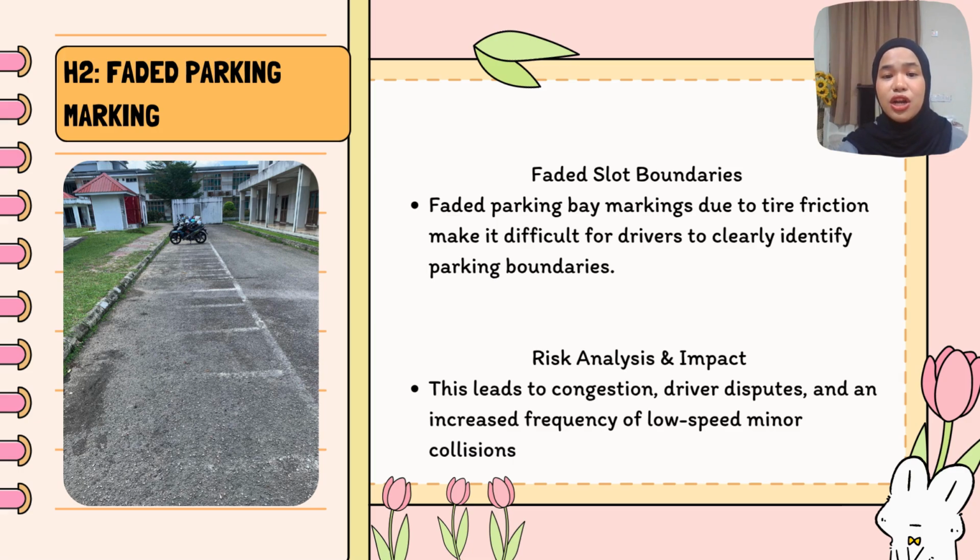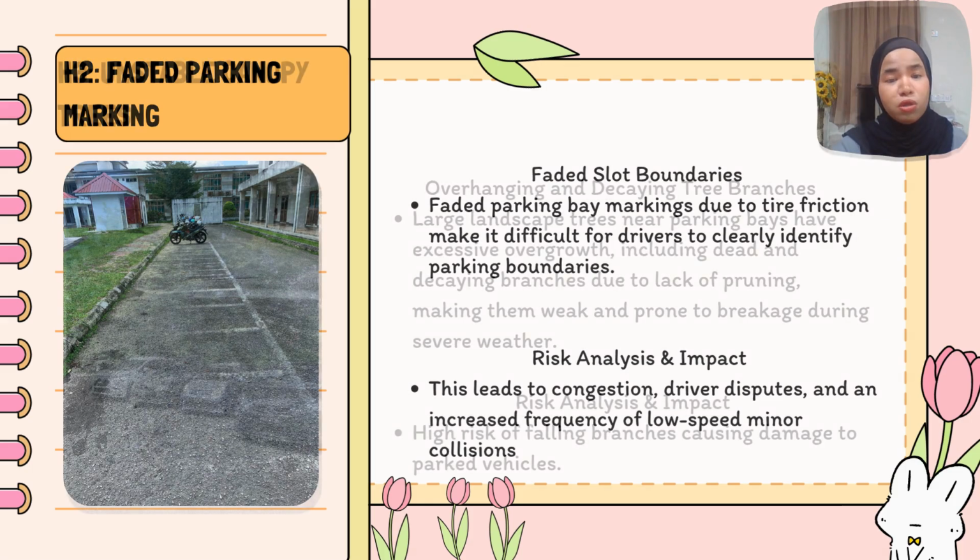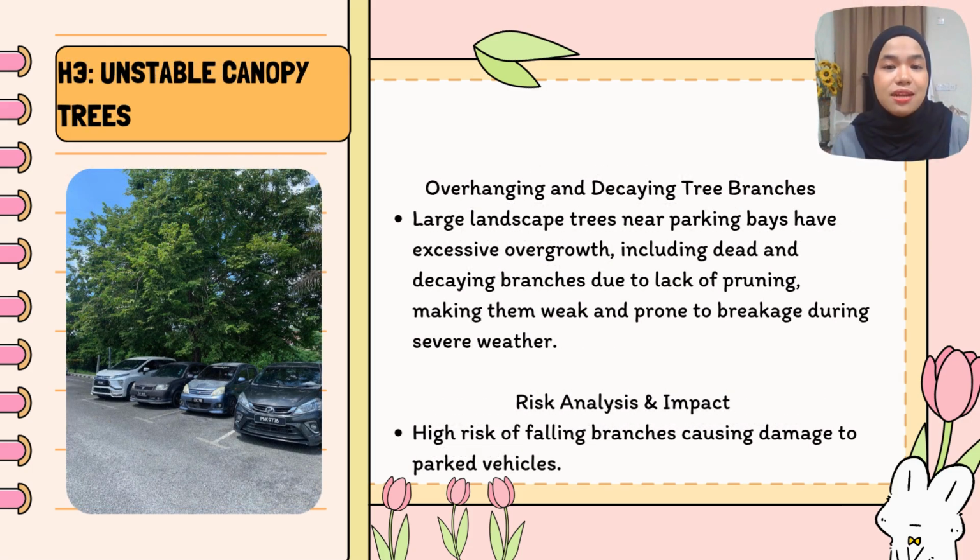In addition, unclear parking markings can affect the overall traffic flow and make it more difficult for drivers to maneuver safely within the area. If this issue is not addressed, it may reduce the efficiency, organization, and safety of the parking facility for all users. The third hazard identified is unstable canopy trees. Some trees near the parking area have excessive overgrowth, including dead and decaying branches.